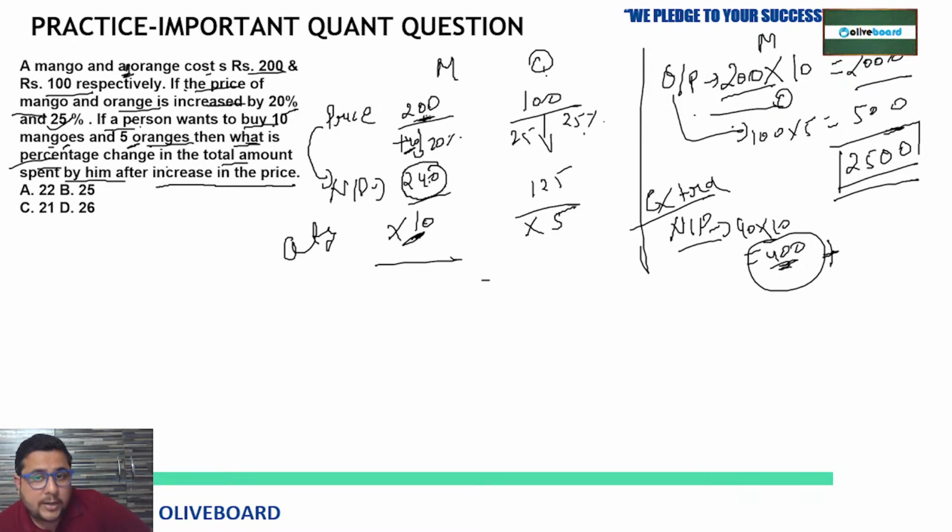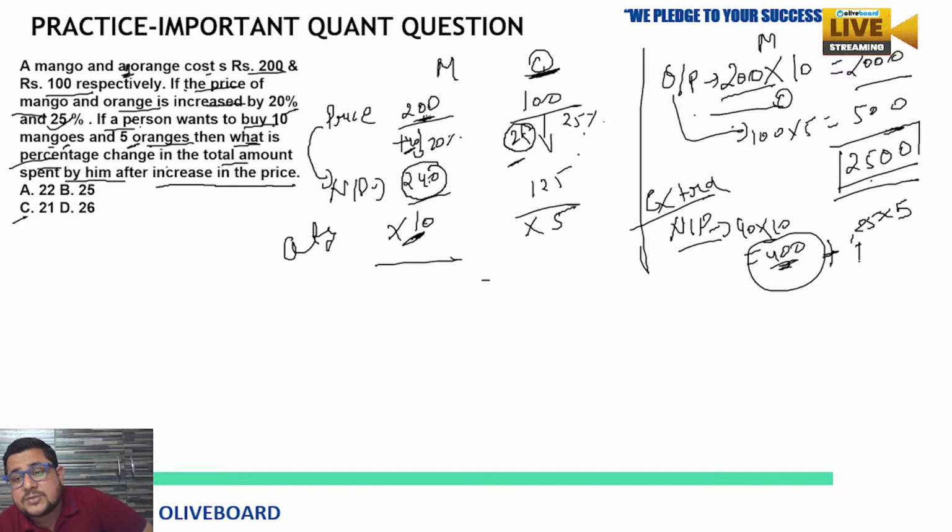So the extra price is 400 on mango, plus the extra price on orange. Anyone who got the answer? Ishan is saying C. Ishan, you are talking about this question only, 21 you are saying. So see here, 400 plus, now for oranges, on each orange he is getting 25 rupees. There are 5 oranges, so 25 into 5 is 125. So total would be 525.